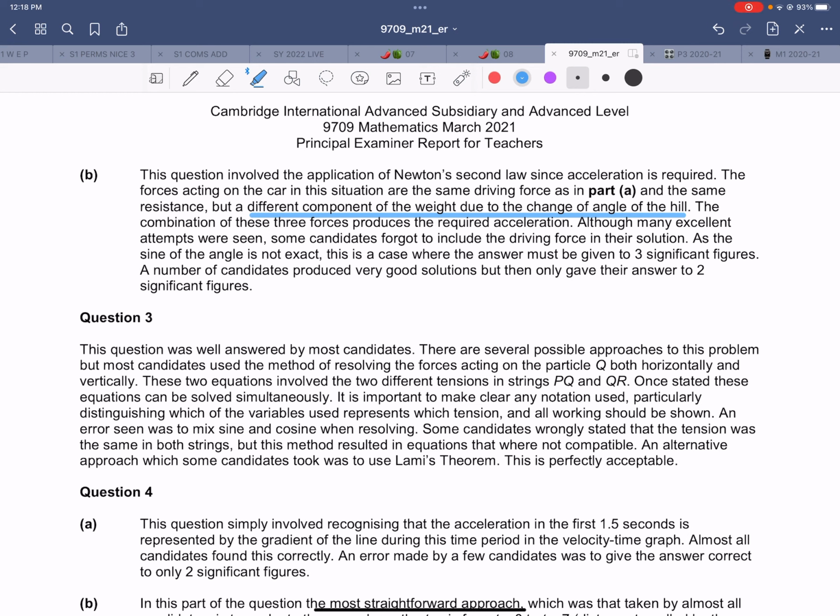Although many excellent attempts were seen, some candidates forgot to include the driving force in their solution. As the sine of the angle is not exact, this is the CAIE where the answer must be given to 3 significant figures. A number of candidates produced a very good solution, but then only gave the answer to 2 significant figures. Let me add my 2 cents to it. Work in 4 SF, so that the final answer should be given to 3 SF. That is something even more important.